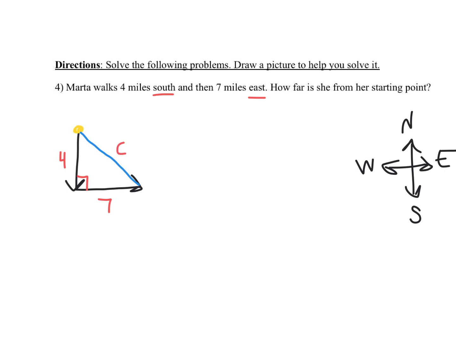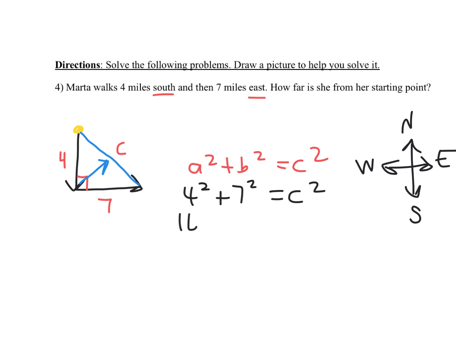Okay, so write our formula. A squared plus B squared is C squared. And we're going to fill in, of course, across from the right angle is the C. So we know that we have our legs. So we have 4 squared plus 7 squared is C squared.